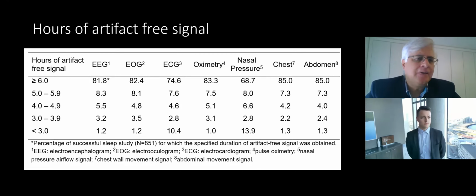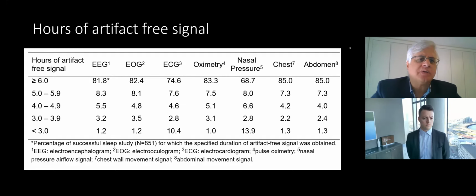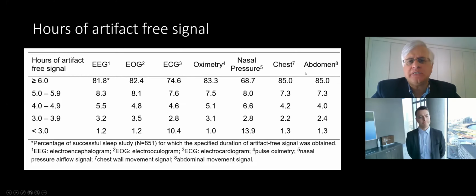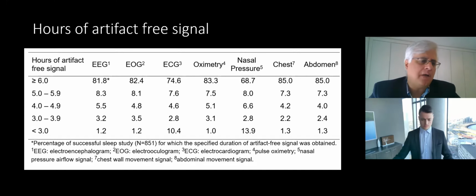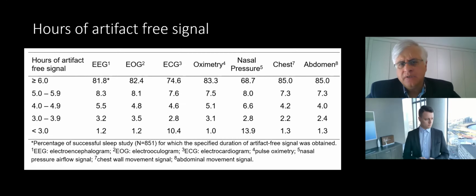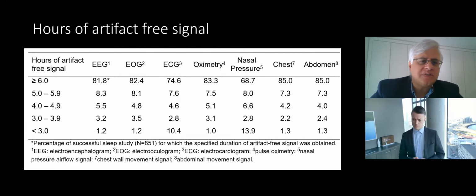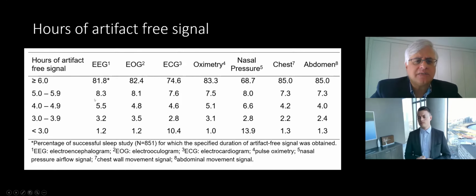We also went in and looked at artifact. How much artifact do we get for the individual leads? So for example, the EEG, EOG, ECG, etc. And we quantified this using the scale of number of hours. This assessment was based on a combination of internal algorithmic input on how many hours of artifact the software sees, and also our visual inspection of the signal. And again, what's really remarkable is that most of our sleep studies have more than 3 hours of artifact-free signal for the EEG standpoint.